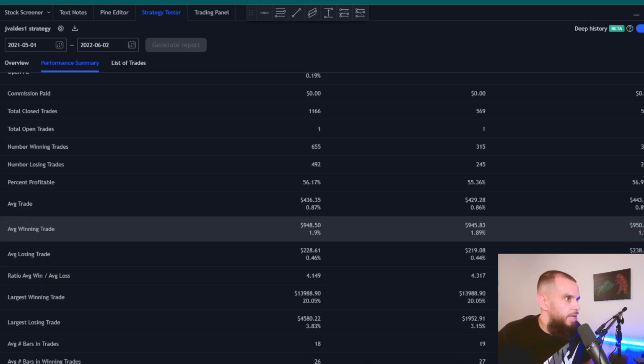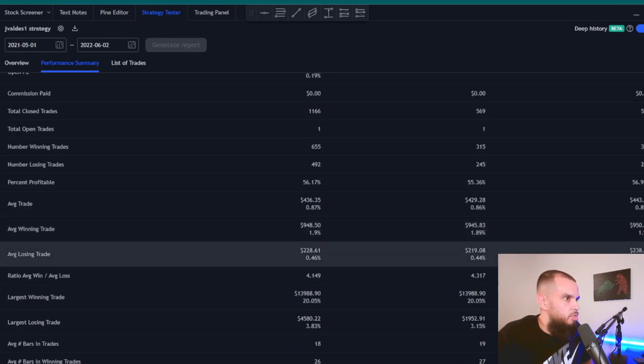Now let's take a look at the breakdown. Average winning trade, $948. Average losing trade, and that's important. That's why I adjusted the ATR and take quick stop losses.